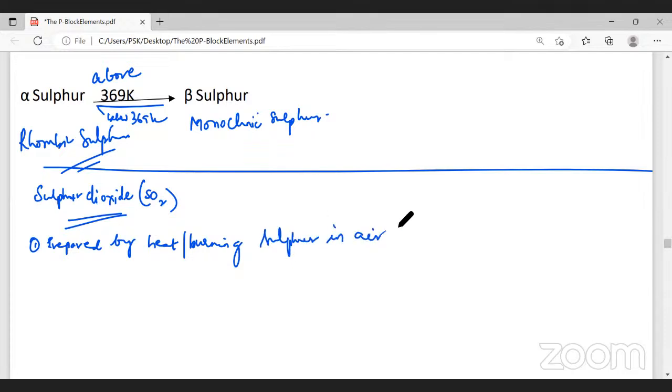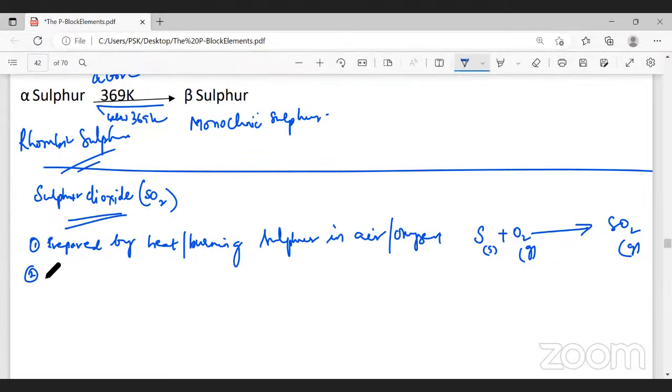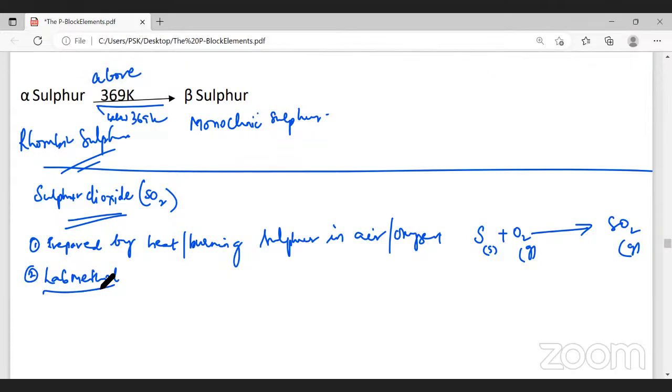When we burn sulfur in air or oxygen, sulfur gets oxidized to sulfur dioxide. Sulfur is a solid, and this gets oxidized to sulfur dioxide. The second is the laboratory method. In the laboratory, we can prepare sulfur dioxide by various reactions, but the amount of sulfur dioxide prepared in the laboratory will be less.